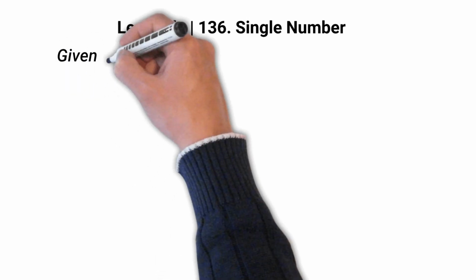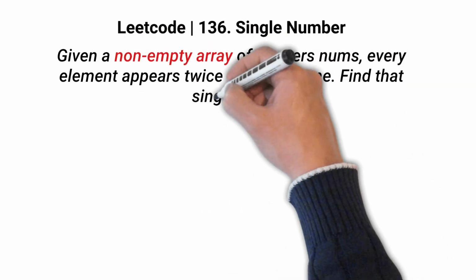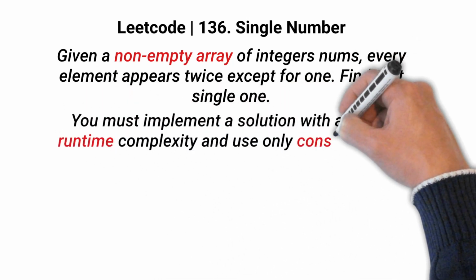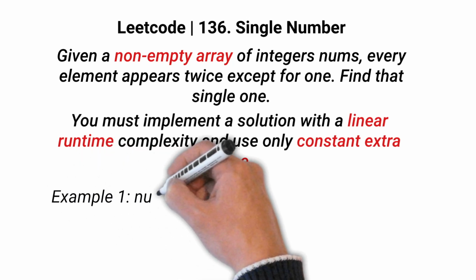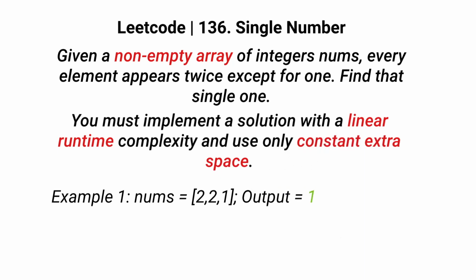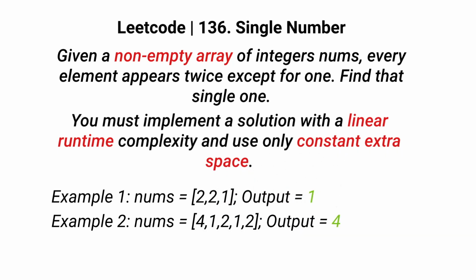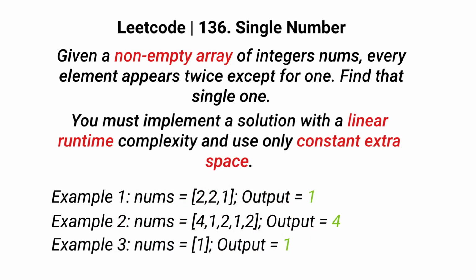Today we're going to be looking at LeetCode question 136, Single Number. Given a non-empty array of integers, nums, every element appears twice, except for one. Find that single one. You must implement a solution with a linear runtime complexity and use only constant extra space. Example 1: nums is equal to [2,2,1]. The unique is 1. Example 2: nums is equal to [4,1,2,1,2]. The output's going to be 4. In example 3, nums is equal to [1]. The output's going to be equal to 1.